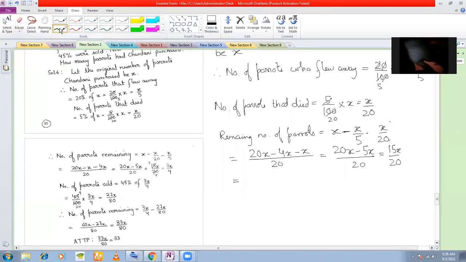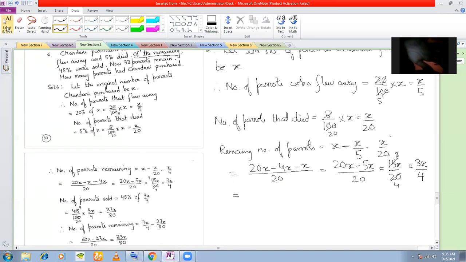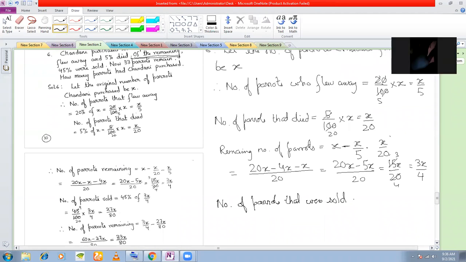So you're getting 15x by 100. This is the remaining number of parrots. 3x by 4 parrots remain. Okay. Now see, of the remaining parrots, 45% was sold. So the number of parrots that was sold, of the remaining, right? See, this is the keyword, of the remaining. So we are going to calculate 45% of the remaining. 45% of the remaining, what? How many parrots remaining? 3x by 4.